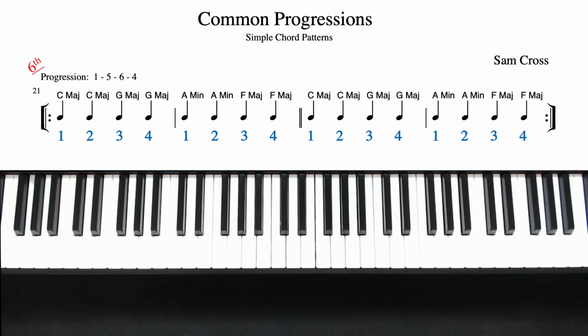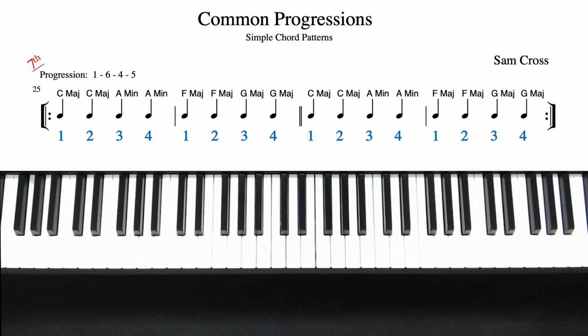Our last and final chord progression that I want to introduce to you is a 1, 6, 4, 5 chord progression. So the 1 is a C major, the 6 is an A minor, the 4 is an F major, and the 5 is a G major. Again, a 1, 6, 4, 5.